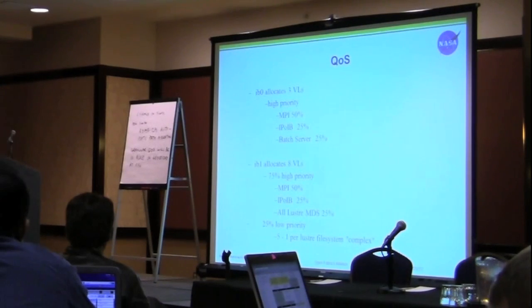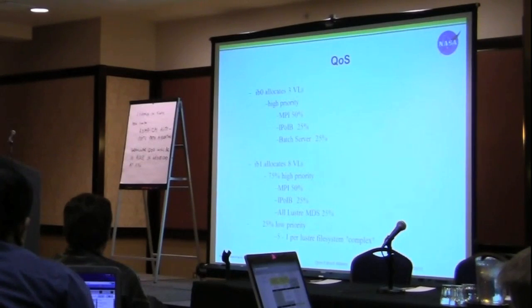We deployed QoS, and IB0 allocates 3 VLs. About a half goes to MPI, a quarter to IP over IB, and a quarter to the BAT server. The BAT server is just running PBS, and it goes out and talks to all the nodes, so I allocated a VL to it for good measure. It might not have been necessary. IB1 allocates 8 VLs, and these are done through the SL mechanism. We do the SL to VL mapping, it's 1-to-1.